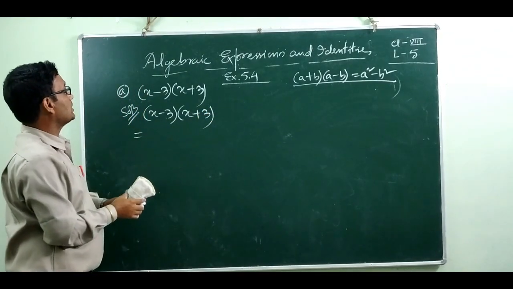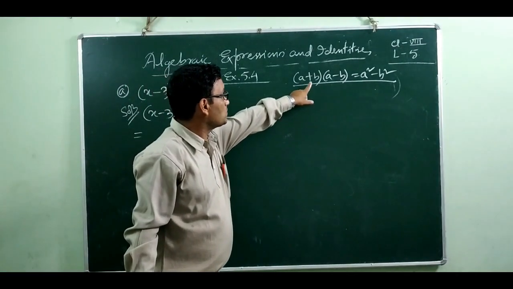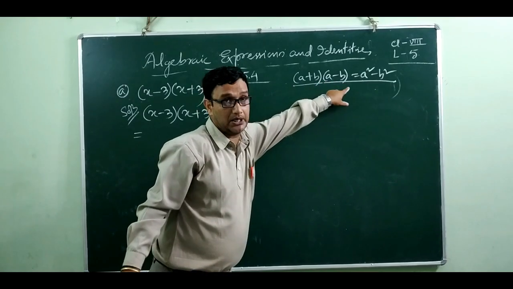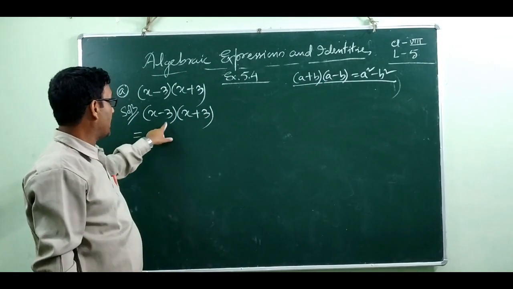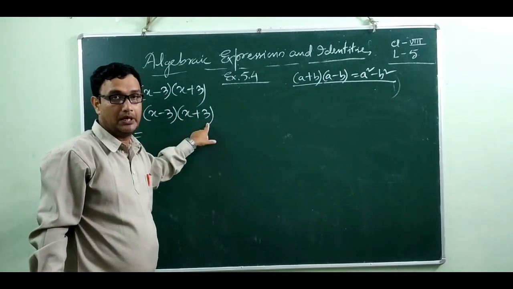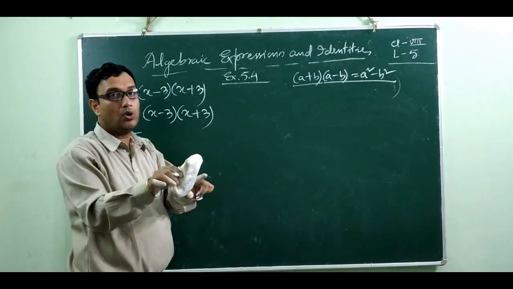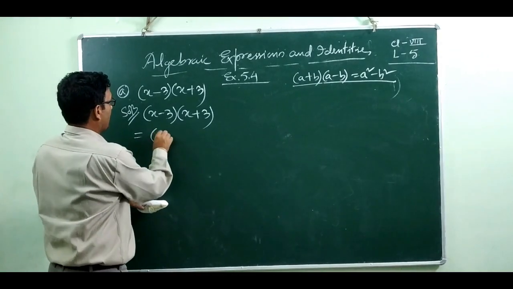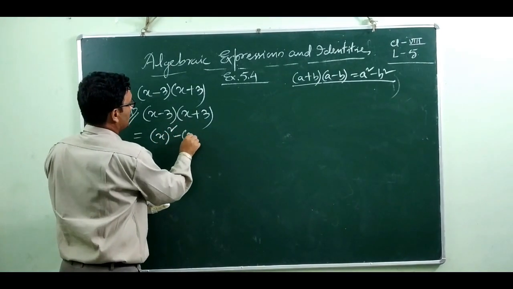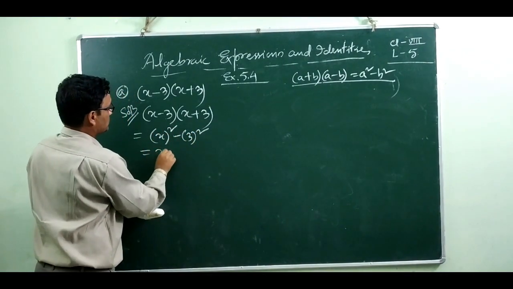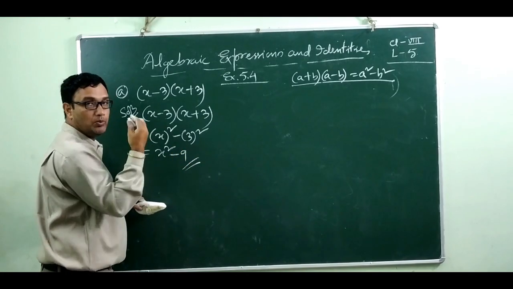Here you see, identity number 3 means what? (a plus b) into (a minus b). But here it is given (a minus b) into (a plus b). Here plus and minus, only the position changes, no problem. So you can write here x square minus 3 square, that means x square minus 9. This will be your answer.